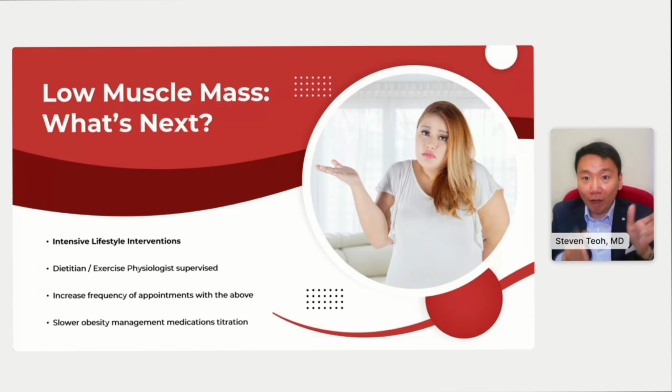And then for me, I will have closer review intervals. And depending on the cases, if they are on medication, I may think of reducing the dose or slowing down the titration upward. I want the patient to gain health, and in treating obesity it is not about losing weight per se.